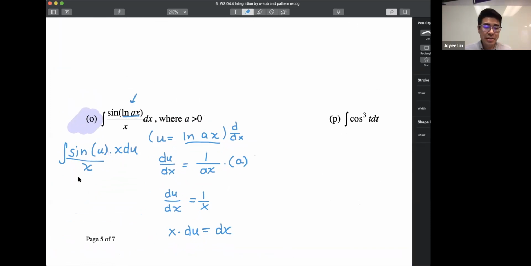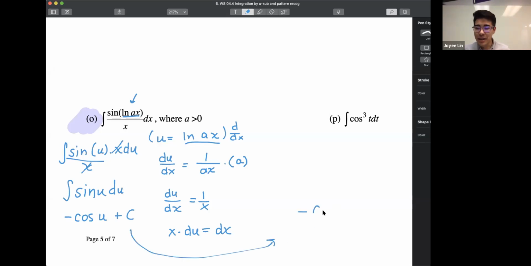So here you cancel out the x's, right? So you just get the integral of sine of u du. Integral of sine, don't forget, it's negative cosine of u plus c, right? And then last step, we need to plug the u back in. So it's negative cosine of ln ax plus c.